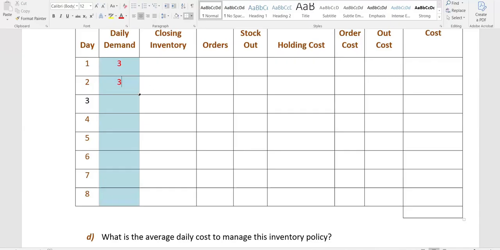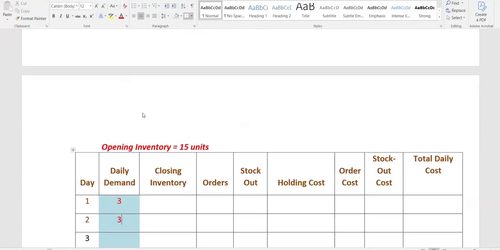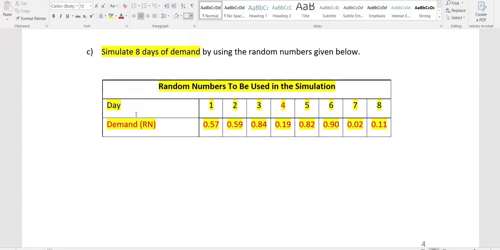You're predicting that the daily demand on day 1 of operation is going to be 3. Then day 2 would be 3 as well. Then we go to day 3 and we say, what is the random number for day 3 that we're given?